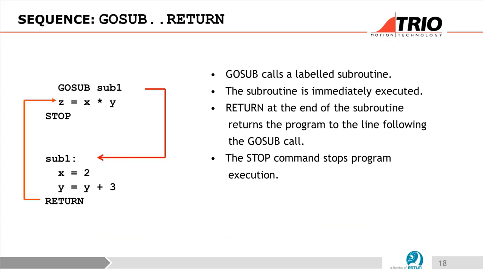Go sub calls a labeled subroutine. The subroutine is immediately executed, and then return at the end of the subroutine will give you the following line. And the stop command stops the program execution.